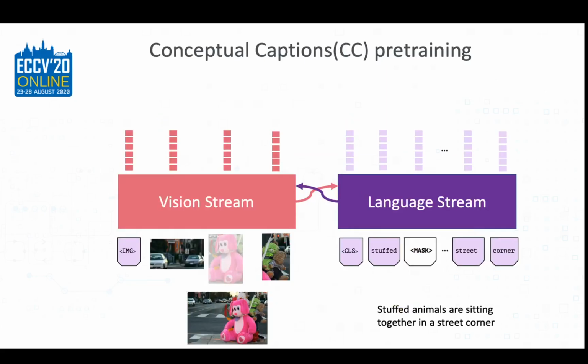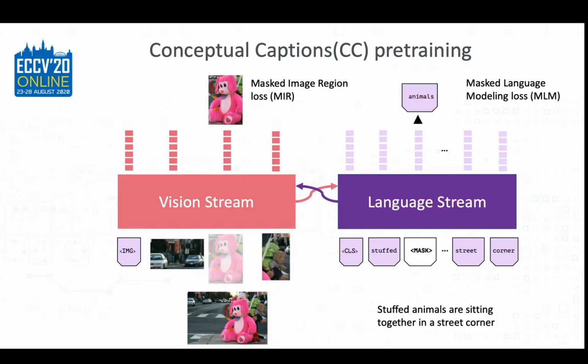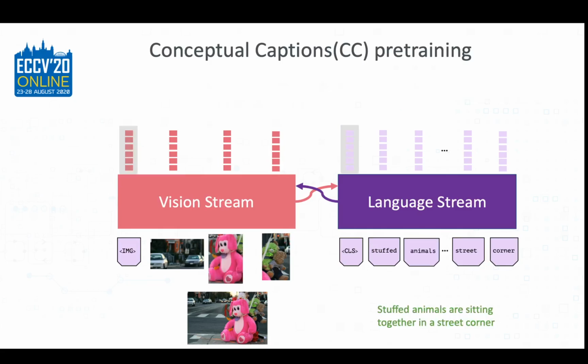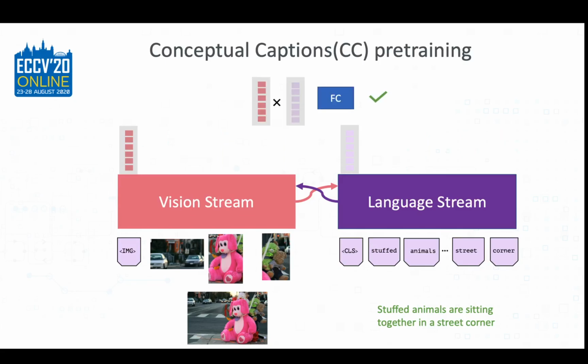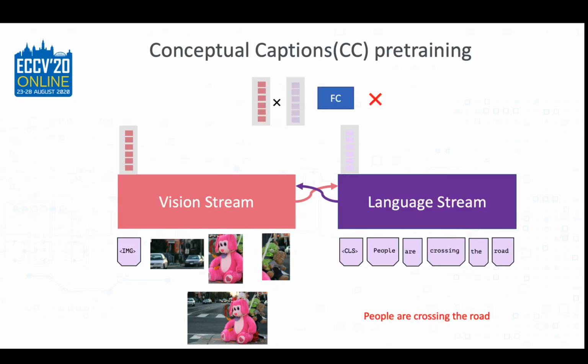We then pre-train on the Conceptual Captions dataset, which is a large-scale dataset of aligned images and captions. For the image stream, the model takes in as input various detected objects in a scene. We pre-train the model with the masked image region loss, where the model tries to predict the masked image features, and with the masked language modeling loss. Further, we use the representations of the image and CLS tokens to predict whether an image and caption are aligned. To sample negatives, we replace the caption with another caption from the dataset.